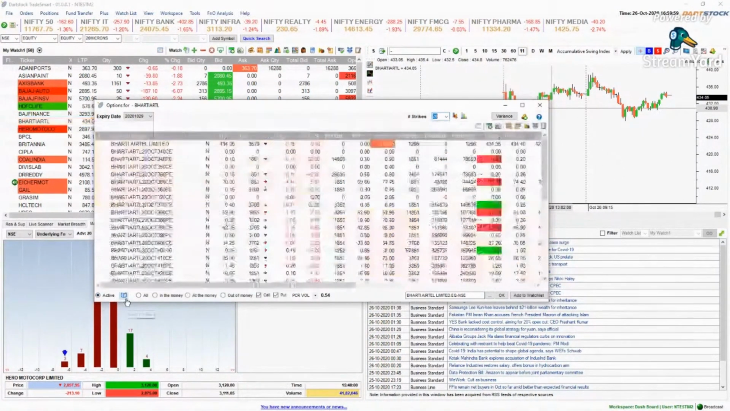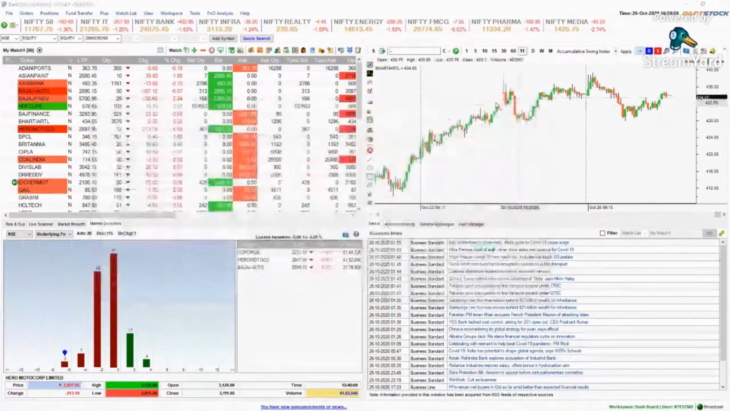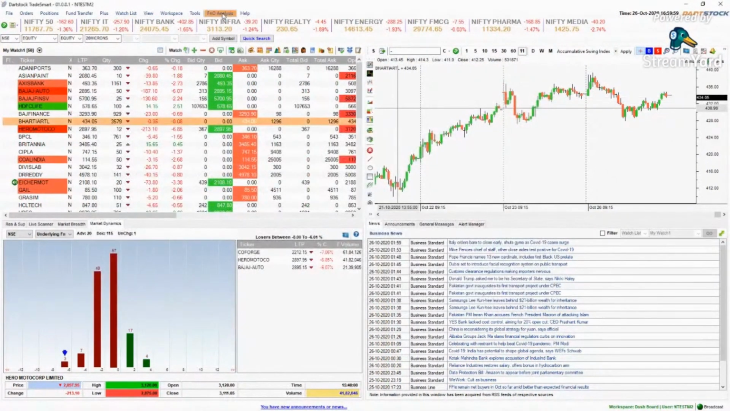And the moment you switch it, you have call options, put options, and the put call ratio, where it stands based on volume or based on open interest. I hope you can see that, based on open interest or based on volume. So you can actually pick and change that as well. It changes accordingly.